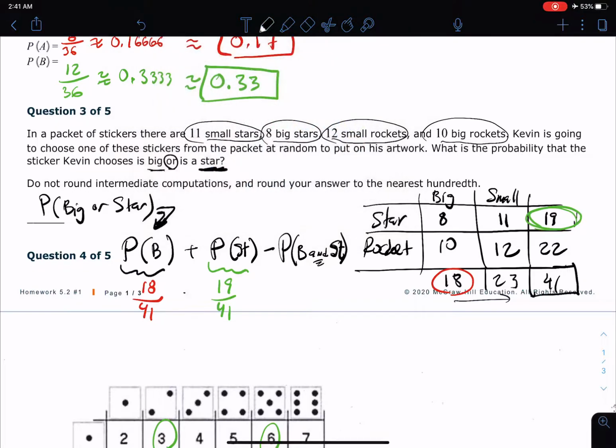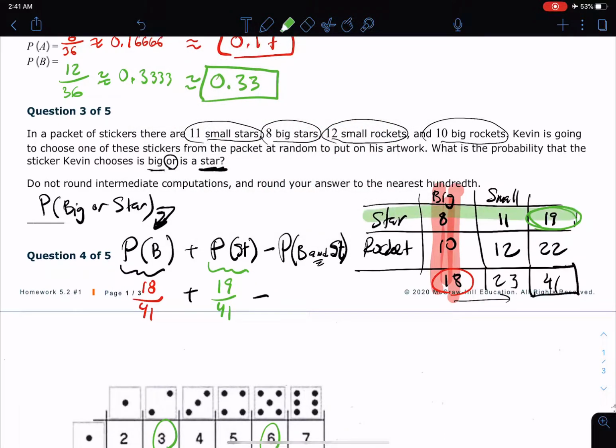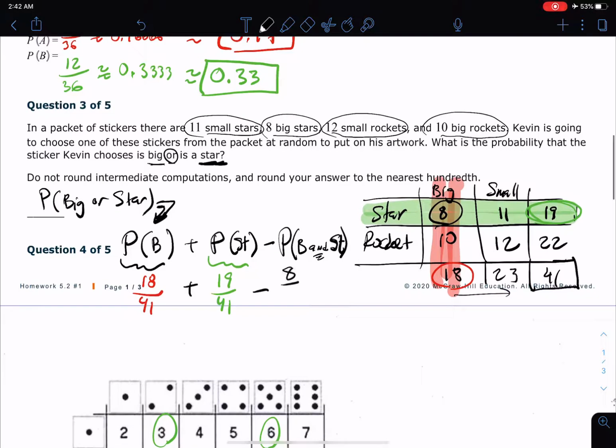We're going to need to add these up, and the big question is, did we double count anything? We could double check by going through. When we were looking for the probability of a big, that would have been this stuff. And the probability that it's a star sticker would have been this stuff. We can see the intersection, we counted 8 two times. That's got to be taken out, 8 out of 41.